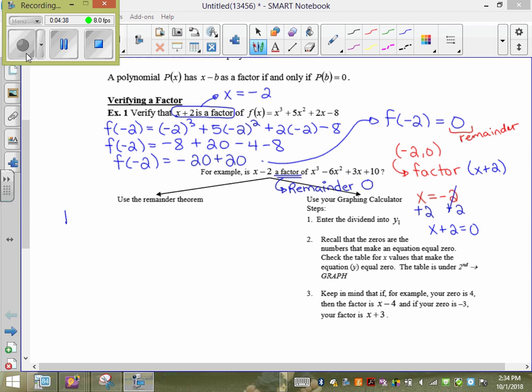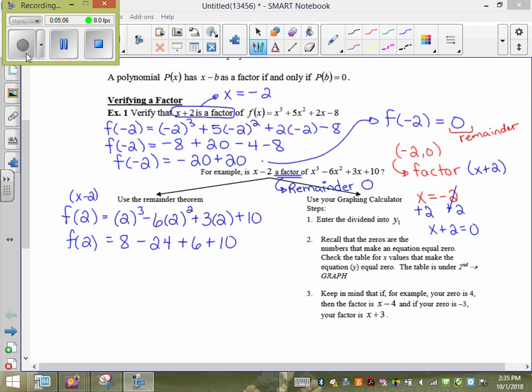So we're going to find f of what? 2, right? Our factor is x minus 2. We're going to use f of 2. So we're going to get 2 cubed minus 6 times 2 squared plus 3 times 2 plus 10. So we're going to get 8 minus 24 plus 6 plus 10, which is 0.